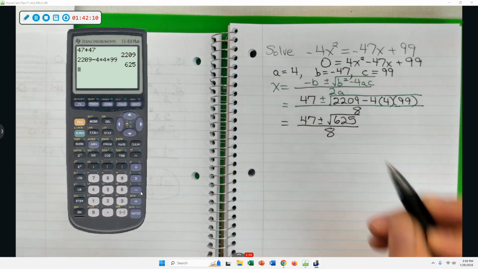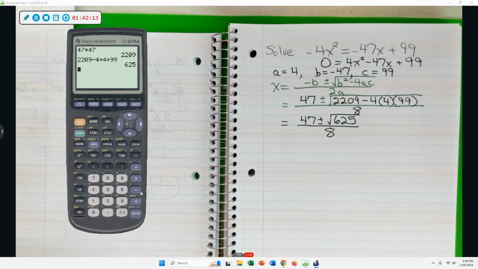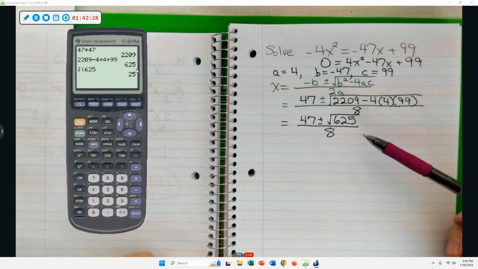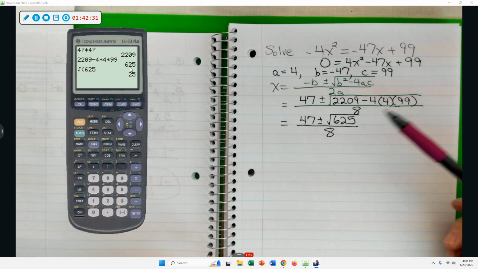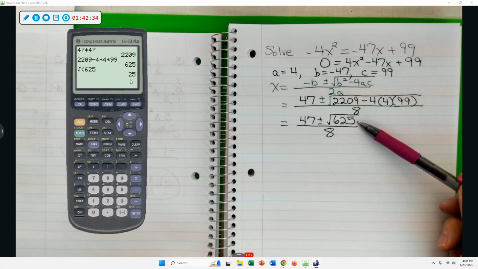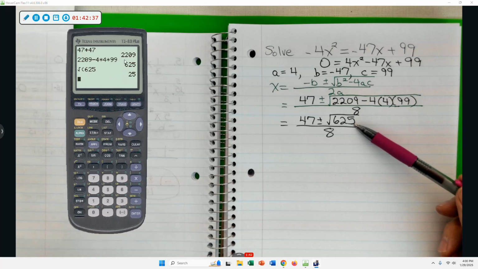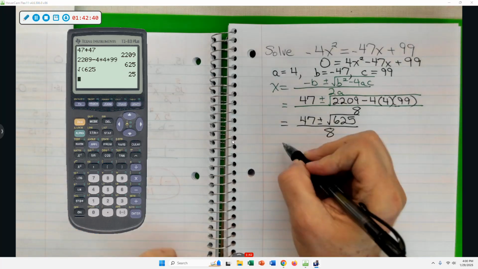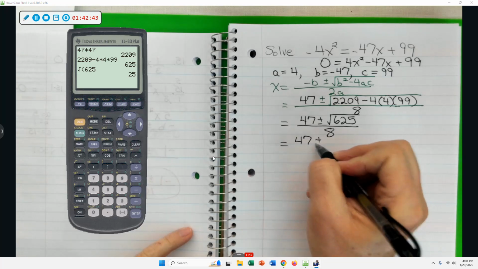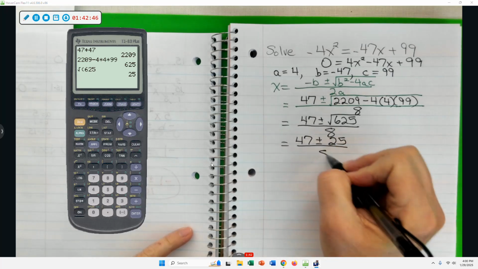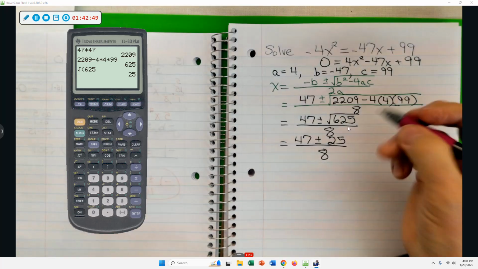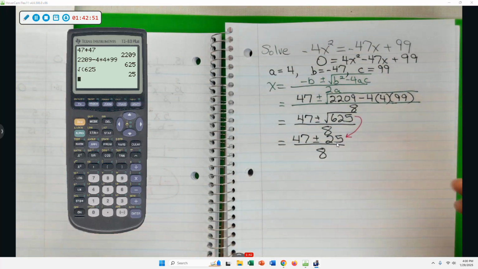Am I going to have an i in my final answer? No. What about 625? Is that a perfect square? Yes, it is. 625 is 25 times 25. The square root of 625 is 25. This is the first time we've used the quadratic formula, and the thing under the radical is not imaginary. We're not even going to have a radical remaining in our final answer. That's 47 plus or minus 25 all over 8. The square root of 625 reduces to 25.